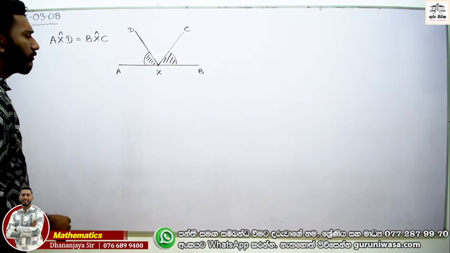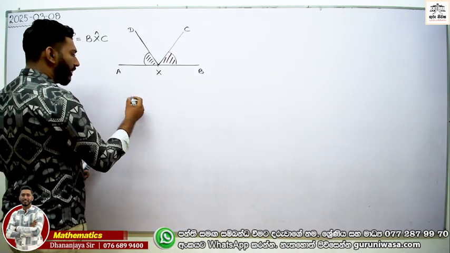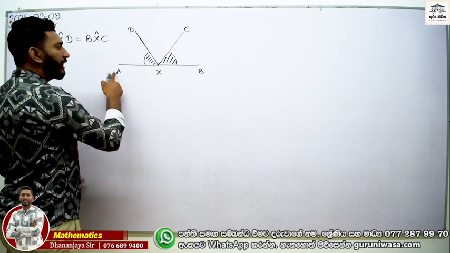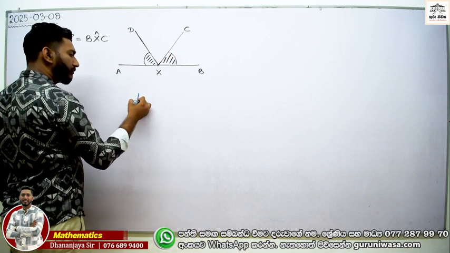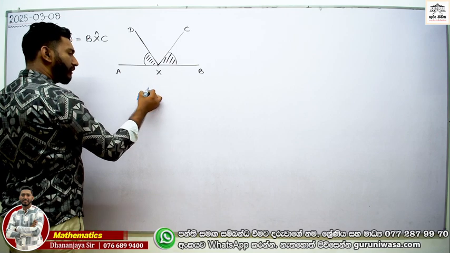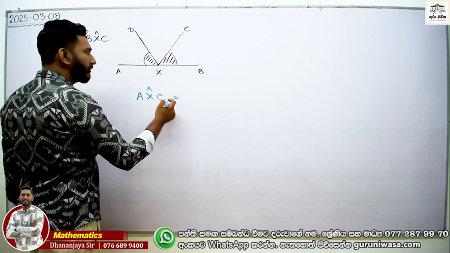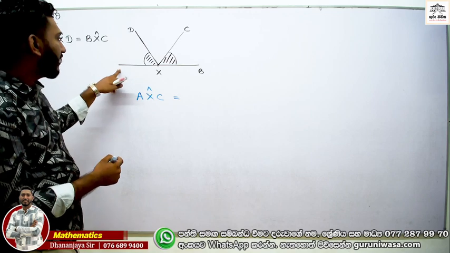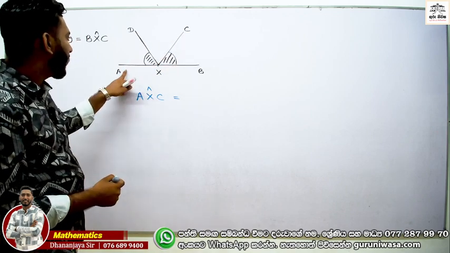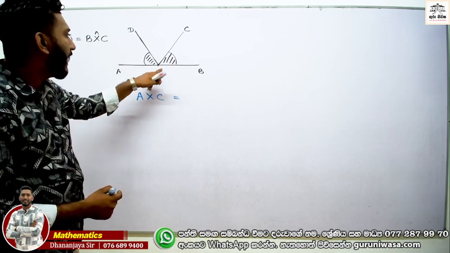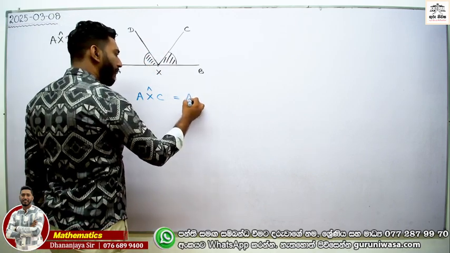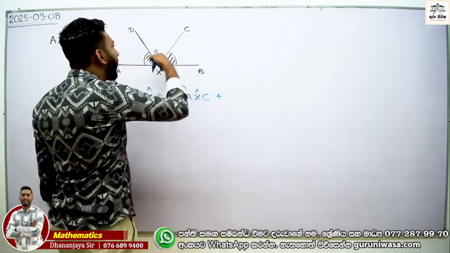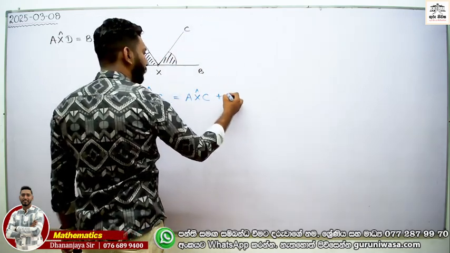Now look at this. We can write angle AXC. This one is an adjacent angle. There are two angles. We can write AXC as AXD plus DXC, or CXD. Right?